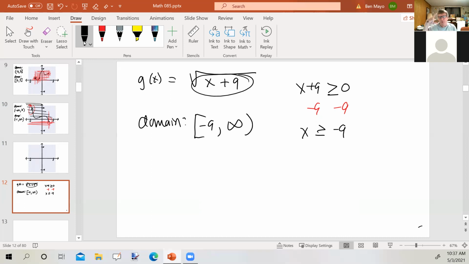Again, we never put brackets around negative or positive infinity, but this says everything including negative 9 all the way up to infinity, okay? Let's take a look at one more example.